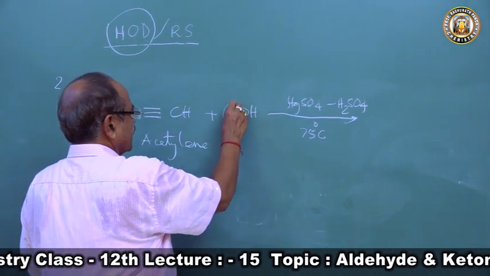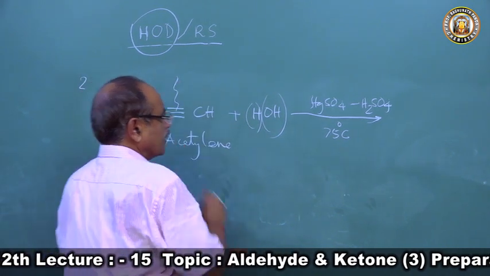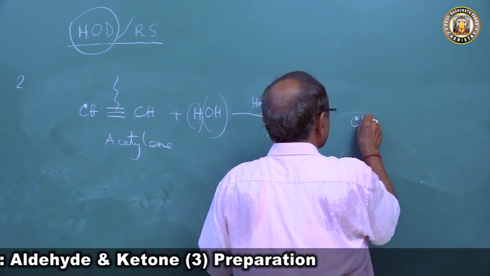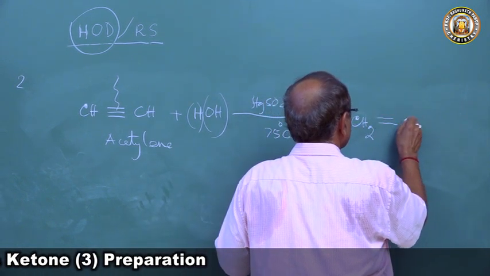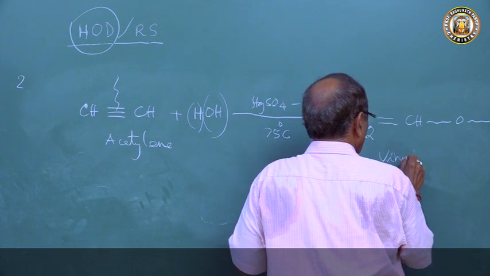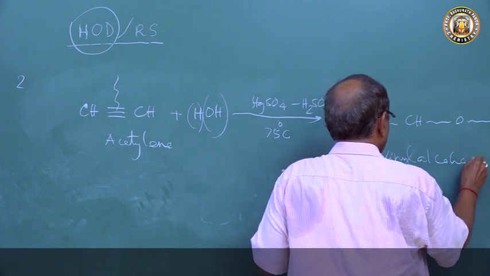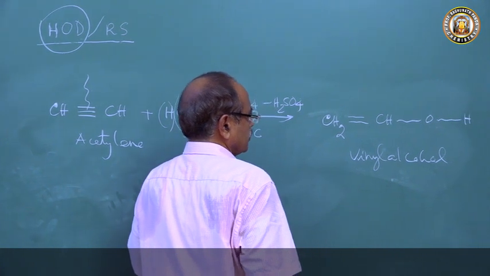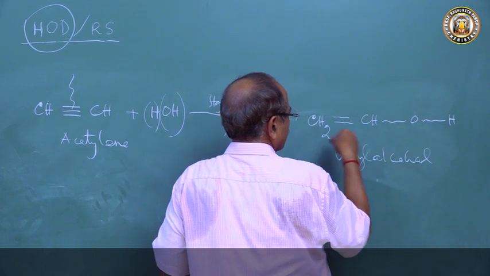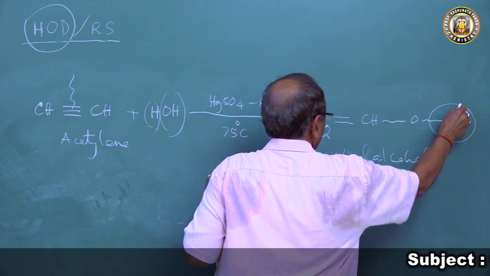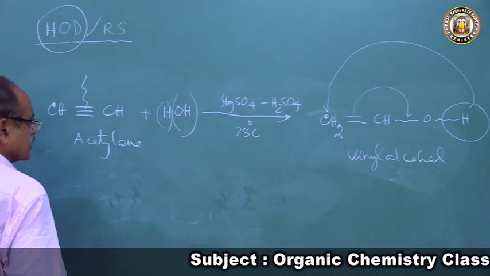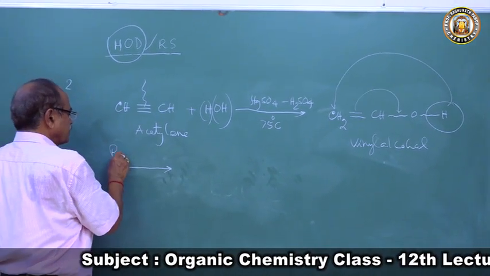So this H will be added to one place, OH will be added, one pi bond will break. So you will get CH2=CH-OH. This is called vinyl alcohol. Now this bond will come to this place, and this hydrogen atom comes to this place and this goes to this place. This is the rearrangement that takes place. So this undergoes rearrangement.